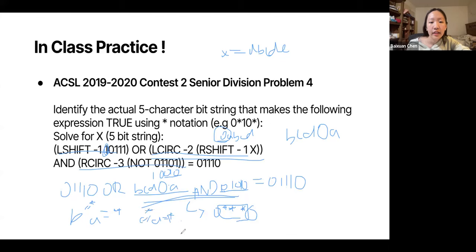And then E is also an asterisk because it's completely removed from the right shift, so it doesn't matter what E is. So actually, any string will make this equation correct. So the answer will be x is equal to asterisk, asterisk, asterisk, asterisk, asterisk. Does anybody have any questions about this question?